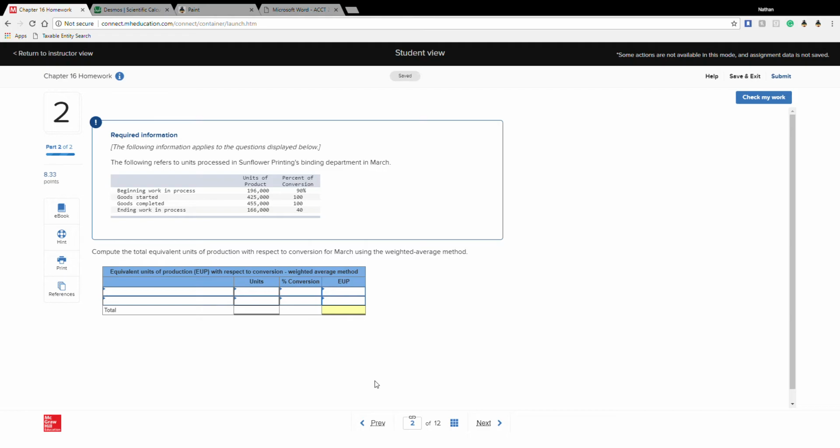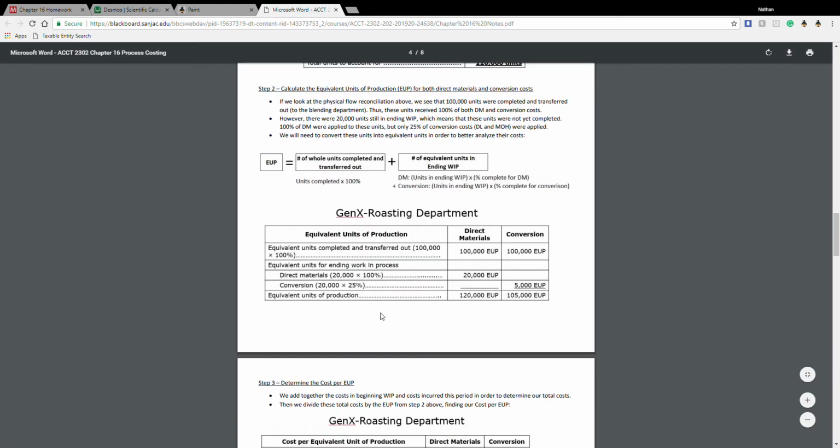It wants us to compute the total equivalent units of production. Now remember, equivalent units, when we actually try to figure them out, is always going to be like the past tense. It's always going to be the accounted. So, units completed and ending work in process. Again, if you check your notes, this is pretty much the one that we're now doing. We're doing step 2 in that 4-step process that was with your notes.